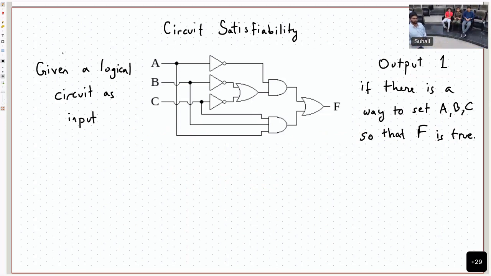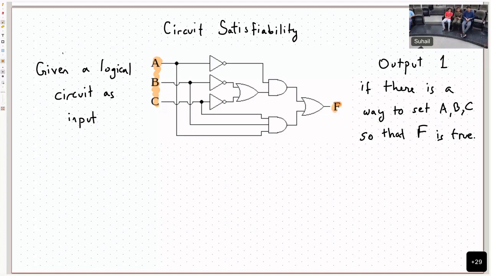So this is a very famous problem. Your input is a logical circuit, right? So in this case, this logical circuit takes these 3 bits as input, and it has some logical operators which take some certain values, and eventually it reaches some output f.